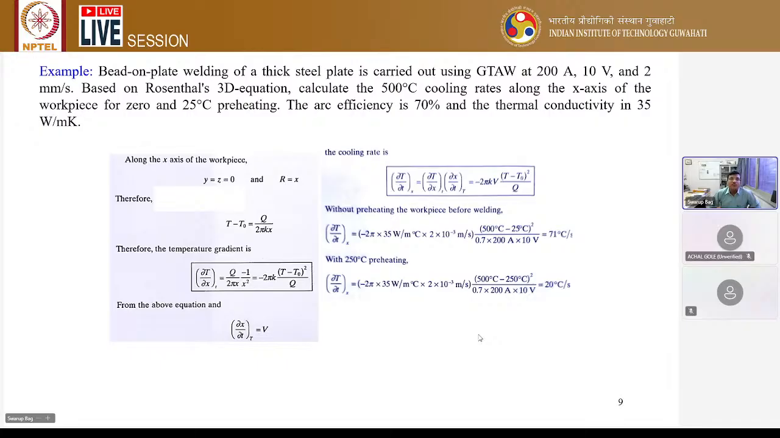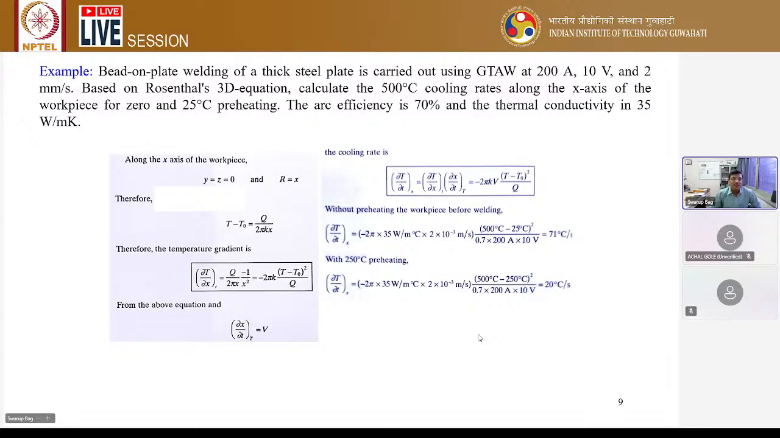Based on Rosenthal's 3D equation, calculate the 500 degree centigrade cooling rates along the x-axis of the workpiece for 0 and 25 degree preheating. Two different cases: one case is having 0 preheating, the other case is 25 degree preheating. The arc efficiency is considered as 70% and the thermal conductivity is given. How to solve this problem?